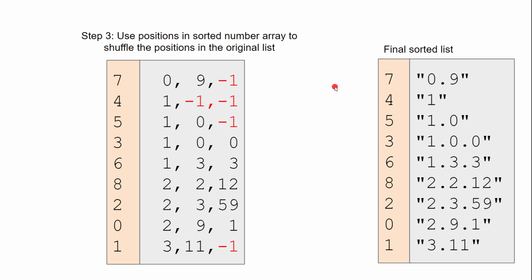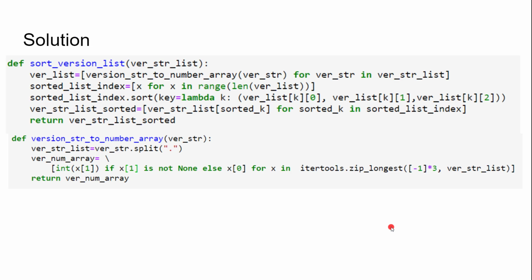In the third step, I used the positions in the sorted number array to shuffle the positions in the original list of version strings to produce a final sorted list of version strings. Python's powerful list comprehension statements allowed me to do this with a few lines of code.